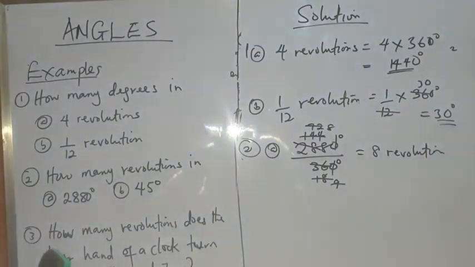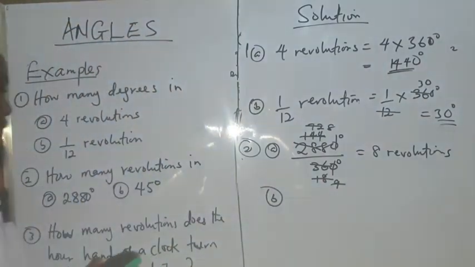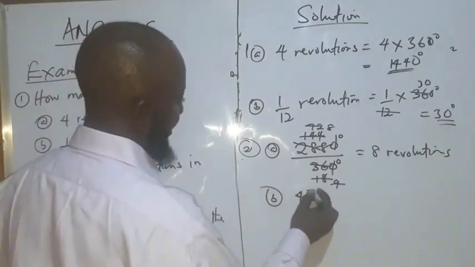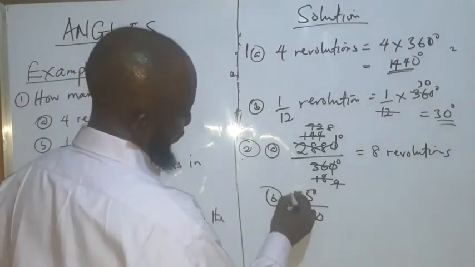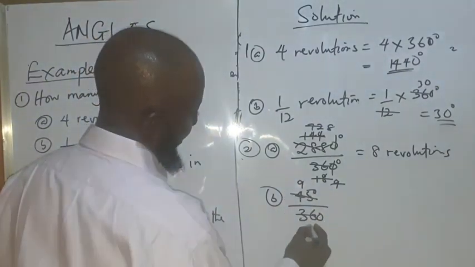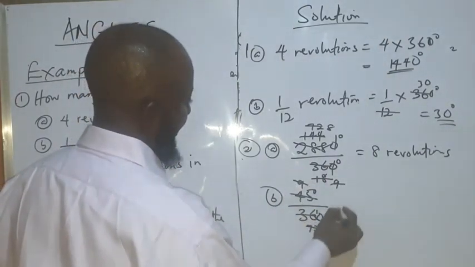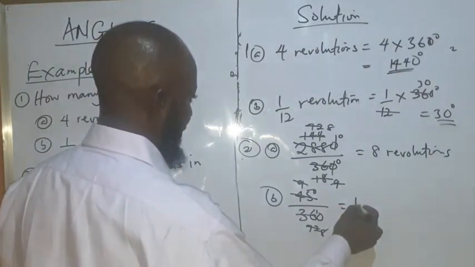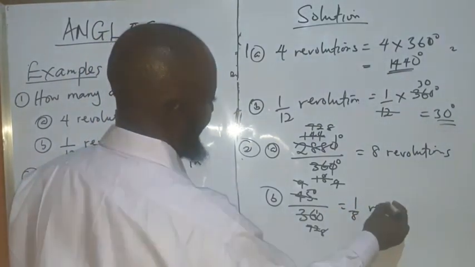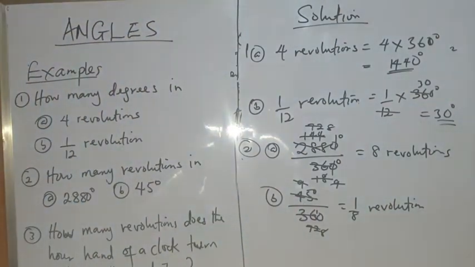Is that very clear? 8 revolutions. So the B aspect of it. 45 degrees, that's 45 degrees divided by 360 degrees. Alright. So 5 can go. 5 here is 9. 5 can go here. That is 7, and that's 72. 9 here 1, 9 here is 8. That is what? 1 over 8 revolution. It is less than 1. 1 over 8 revolution. I hope this is very clear.